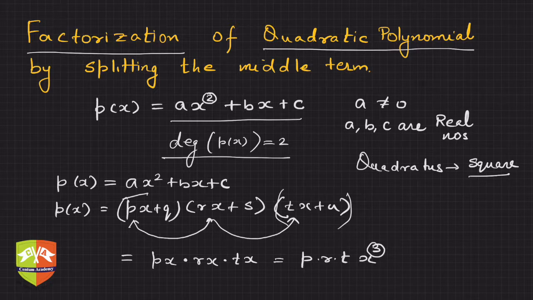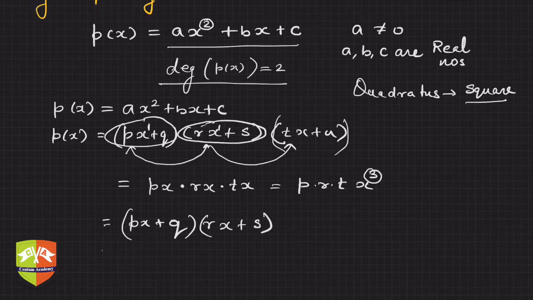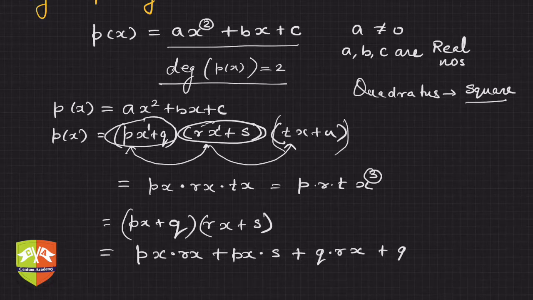What is a linear factor? So these are called linear factors, right? Why linear factors? Because the power of x here is 1. Similarly, this is another linear factor where power of x is 1. Okay, so let us say that after factorization, it becomes (px plus q) and (rx plus s). If you open these brackets, what will you get? px times rx first, then px times s plus q times r times x, plus qs.